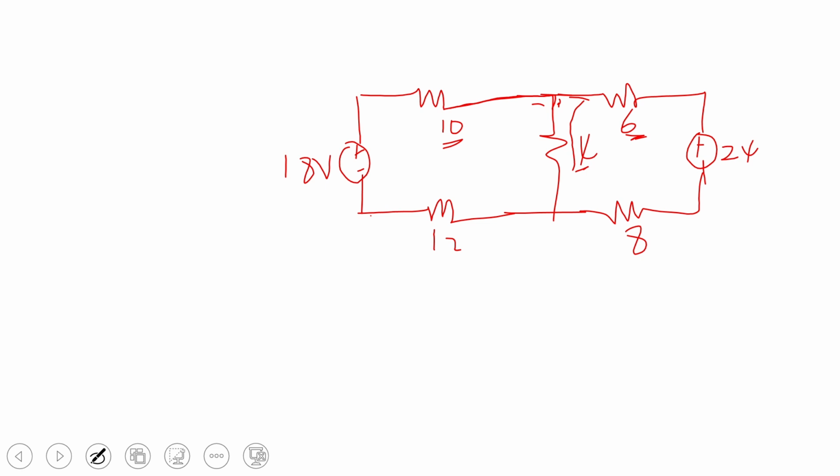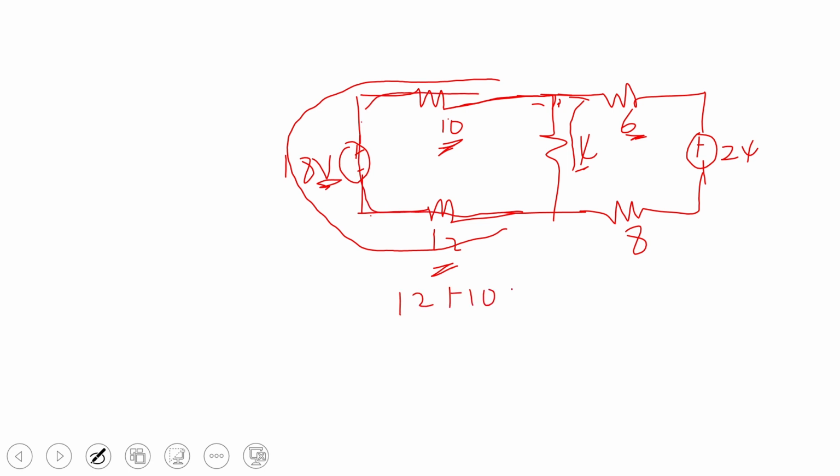Now, I want us to see whether 10 and 12 are in series. You can see that the current that will pass through 12, the same one goes to pass through this 10. So don't worry whether there's a voltage source in between the two resistors. So far as the same current that passed through the 12 will pass through the 10, then this 12 and this 10 are in series and you can add them together as 22.